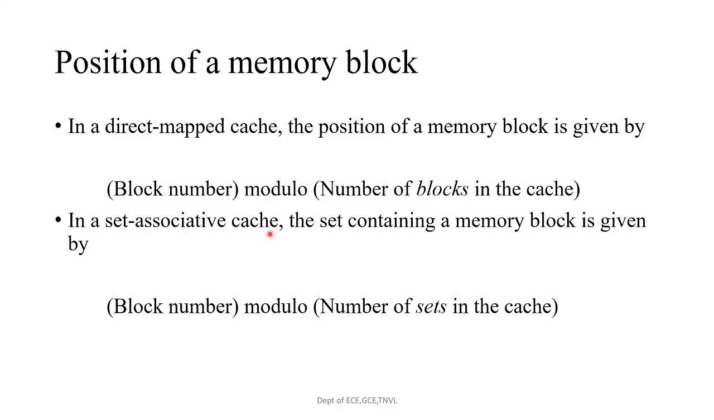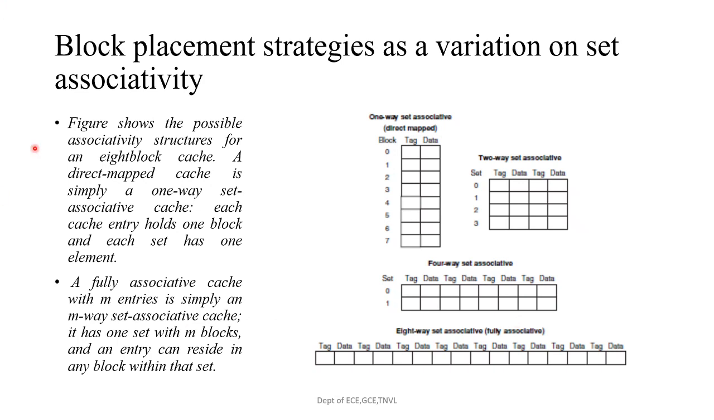In a set associative cache, the set containing a memory block is given by block number modulo number of sets in the cache. So these are all the block placement strategies as a variation on set associative. So we can represent anything on the basis of this set associativity. The given figure shows the possible associativity structures for an 8 block cache.